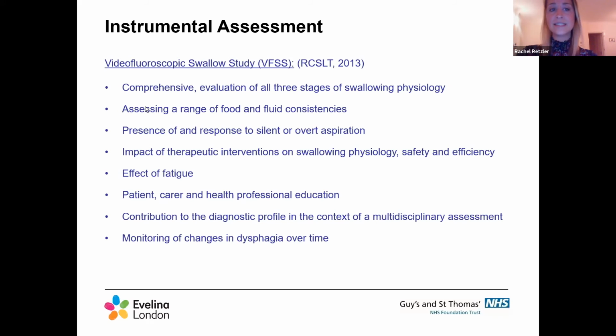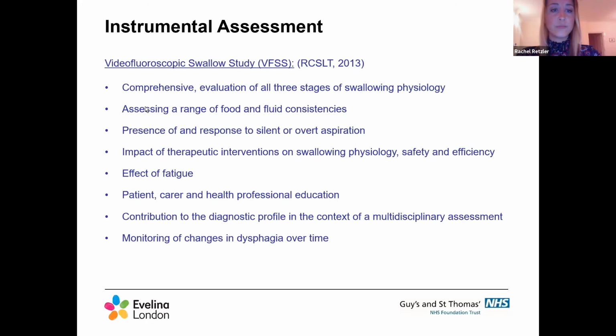This assessment assesses a range of food and fluid consistencies. We're looking for the presence of and response to silent or overt aspiration. We're looking at the impact of therapeutic interventions on the swallow physiology, safety, and efficiency during the study, and the effect of fatigue as well. We can fatigue children in between screenings if we need to see if that impacts their swallow safety.